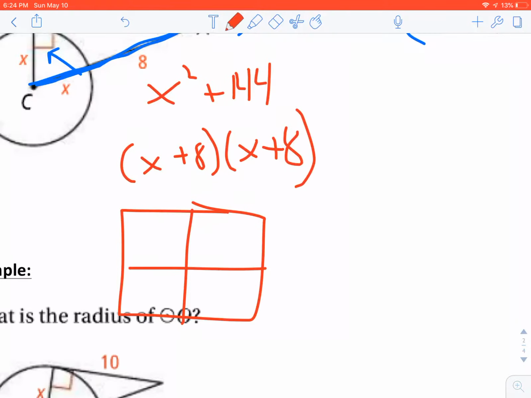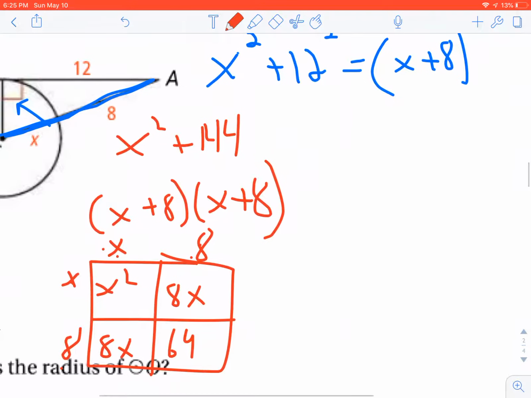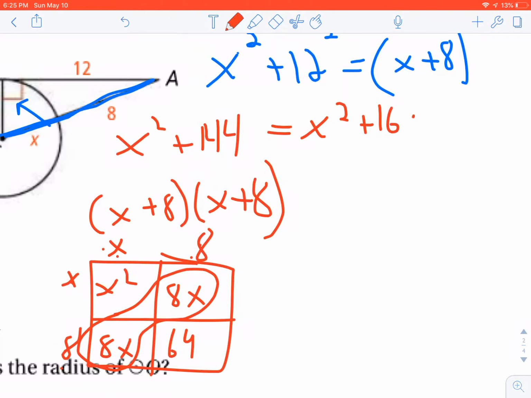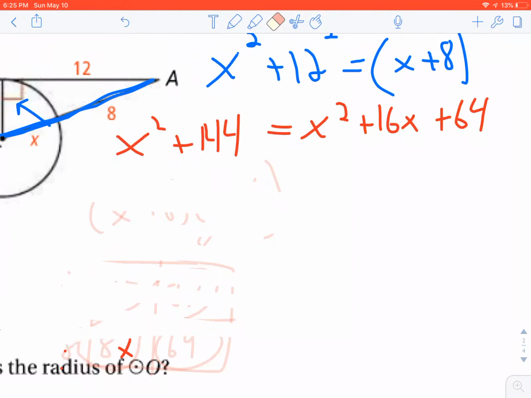If you choose the box method, x times x is x squared. 8 times x is 8x. x times 8 is 8x. 8 times 8 is 64. So you get x squared, combine your like terms, so you have x squared plus 144 is equal to x squared plus 16x plus 64.